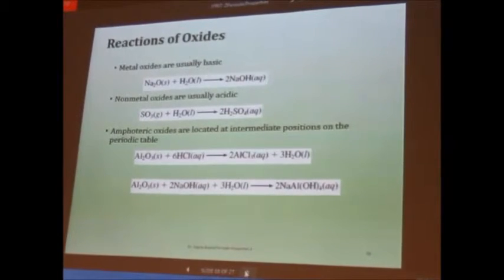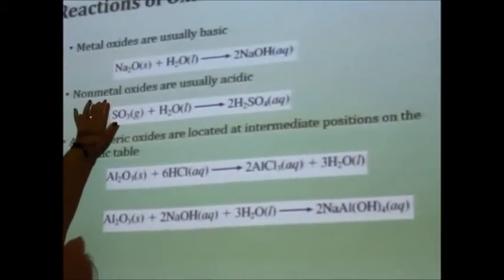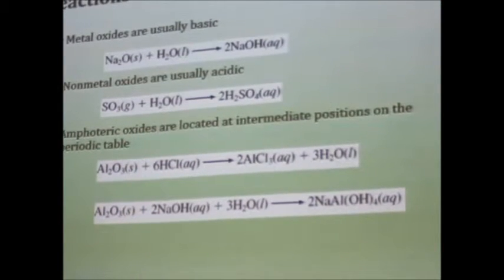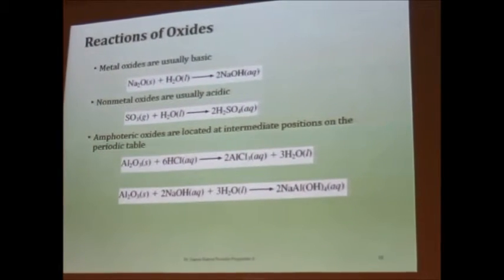about metallic oxides and then non-metallic oxides. If you take any metallic oxide and add water to it, you will get a base. You take any non-metallic oxide and add water to it and you will get acids. Generally that is the case for all metals and non-metals.